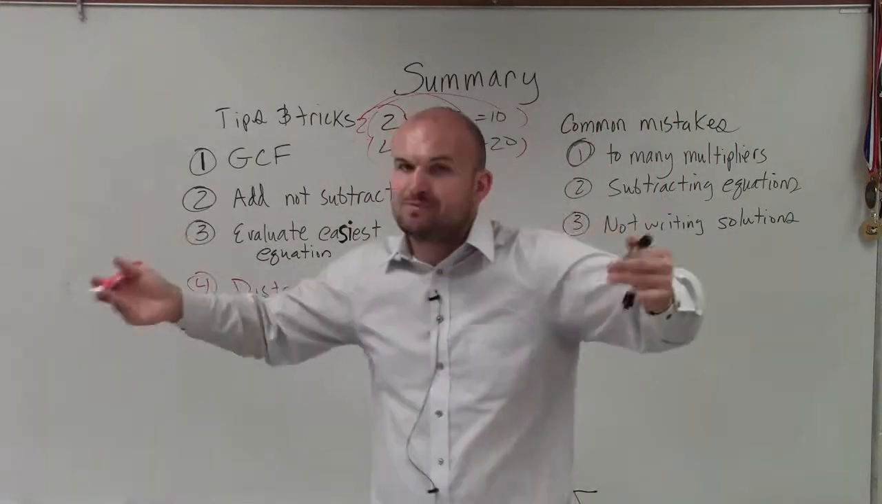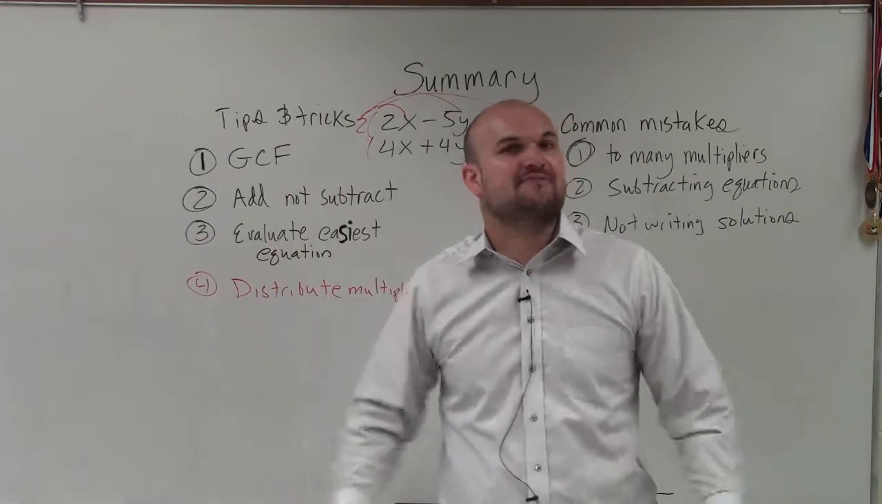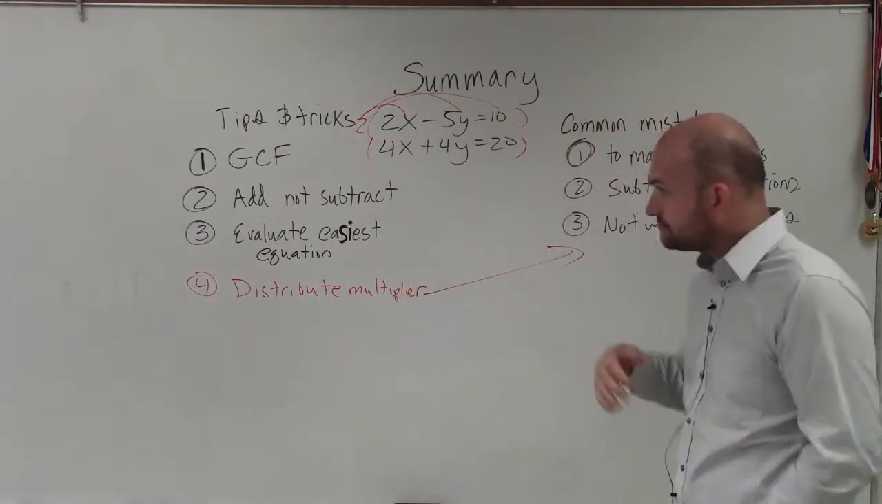When we're applying a multiplier, we're producing equivalent equations. That means the equations have to have the same value. So whatever you multiply on the left side, you have to multiply on the right side.